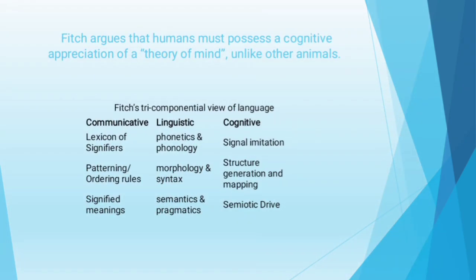And this is the last slide, which argues that humans must possess a cognitive appreciation of a theory of mind, unlike other animals. So Fitch says that he has a three-componential view of language: communicative, with a lexicon of signifiers, patterning or ordering rules, and signified meanings; linguistic, with phonetics and phonology, morphology and syntax, semantics and pragmatics; and the last one is cognitive, with signal imitation, structural cognition, and mapping, and semantic drive.